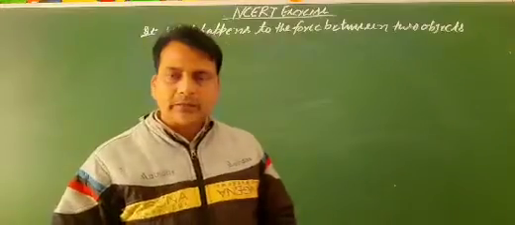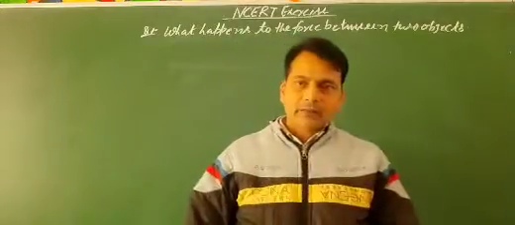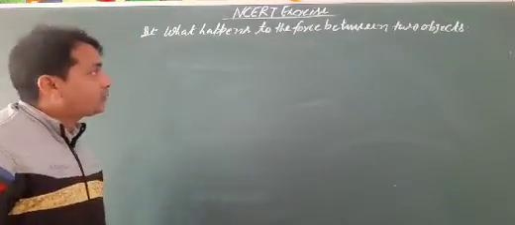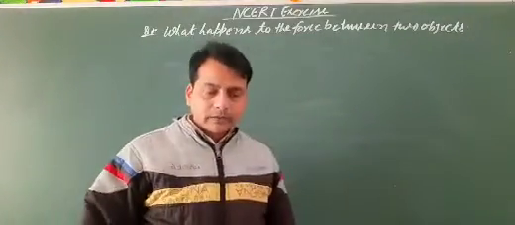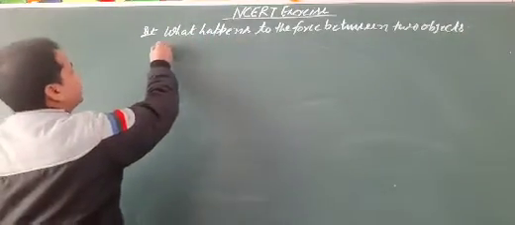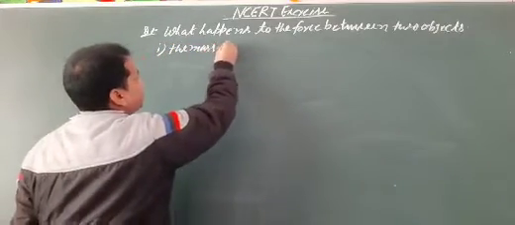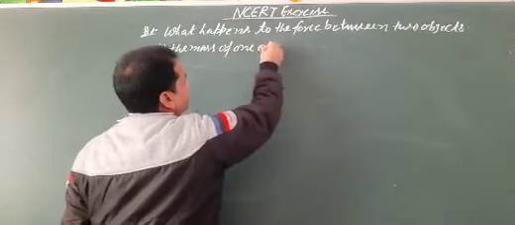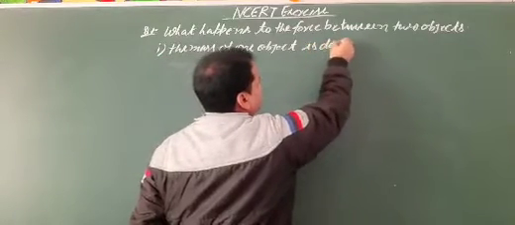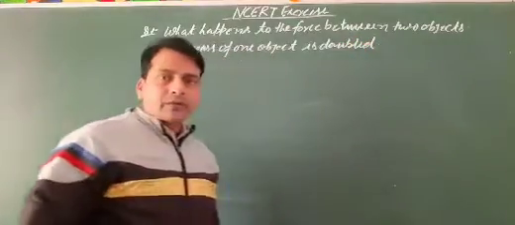First of all, we will discuss question number 6 of the NCERT exercise, chapter 3, gravitation. In this question, what happens to the force between two objects? The first question here: the mass of one object is double.